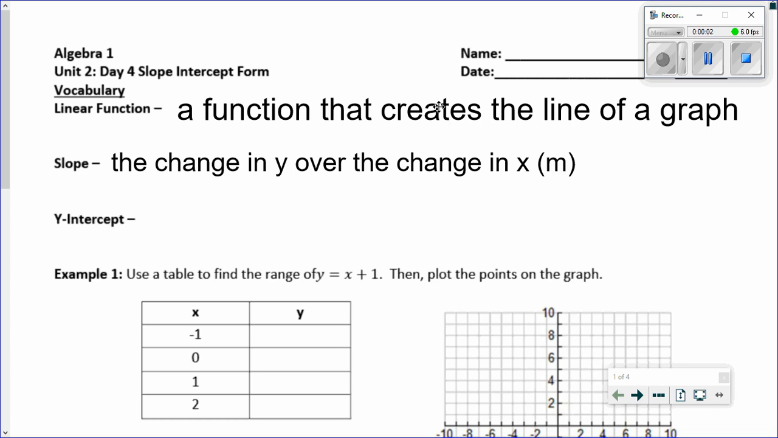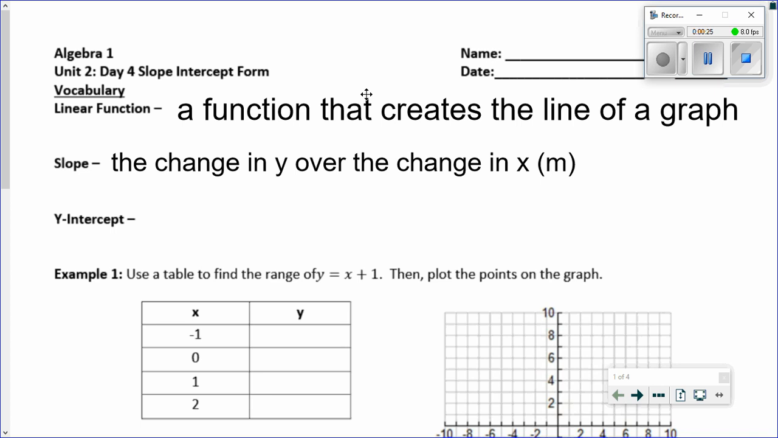Hello everyone, today we're going to talk about slope-intercept form, and we'll go ahead and jump into vocab since it's already on the screen. Don't know why that is. A linear function is a function that creates a line for the graph, or graphs a line. That's basically a linear function.